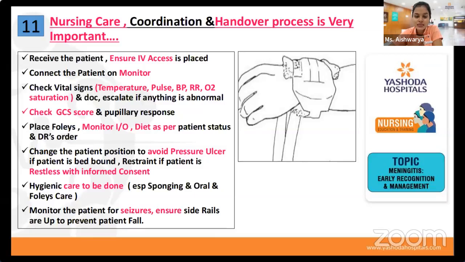And if the patient is restless, restrain the patient with informed consent from the attenders. Hygienic care is to be done for the patient because they are in a bedbound status, especially sponging, oral care, Foley's care. Monitor patients for seizure activity, immediately inform doctors and immediately start anti-epileptic therapy also. Ensure side rails are up to prevent the fall of the patient.